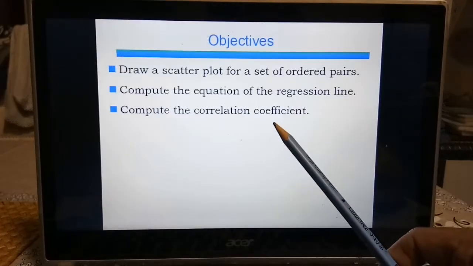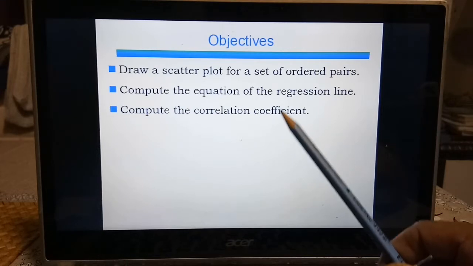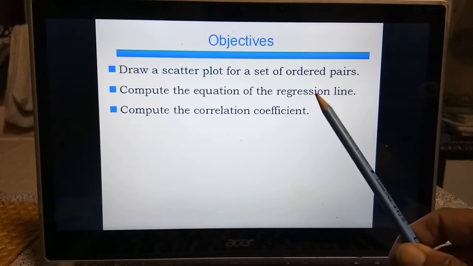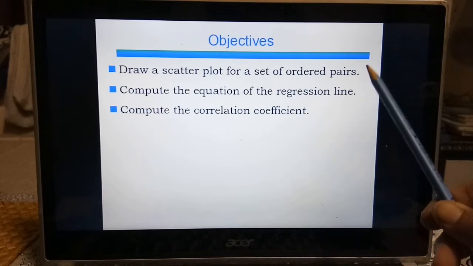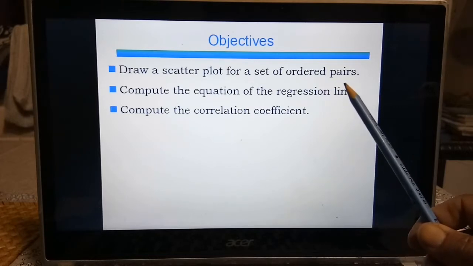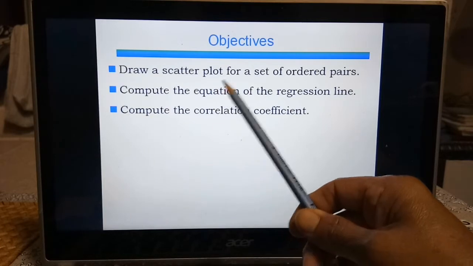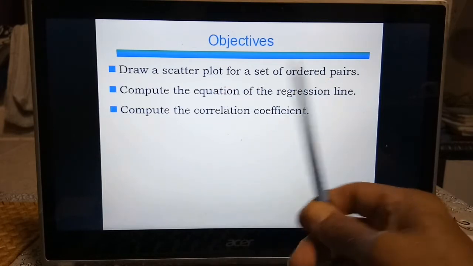The objective in this chapter is to be able for you to draw a scatter plot for a set of ordered pairs. Ini macam coordinate of x and y. Kita ada dua pair of data x and y, and then kita akan plot. We call it a scatter plot for set of ordered pairs.